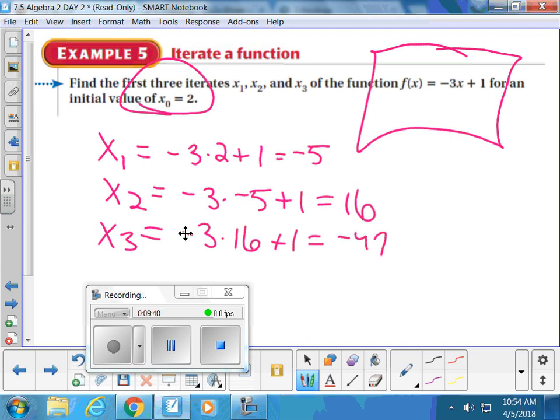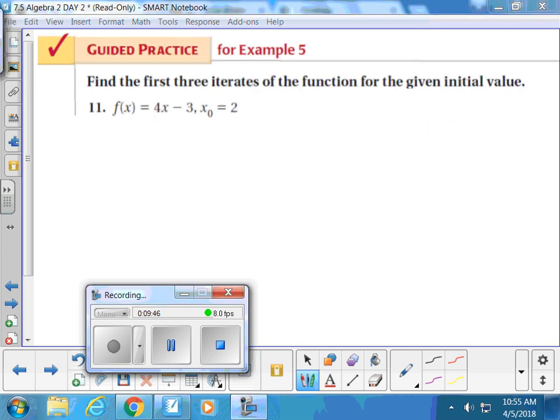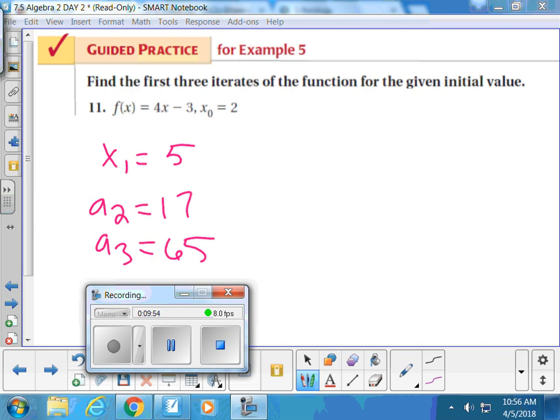Okay, so you guys ready for the graduation problem? This is our graduation problem, so I'm going to hit pause and all the students are going to give this one a try, okay? Alrighty, raise your hand if you got 5, 17, and 65 as your first 3 iterates. Congratulations. You graduate.